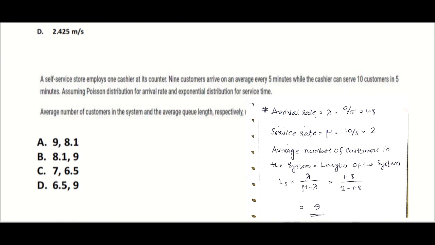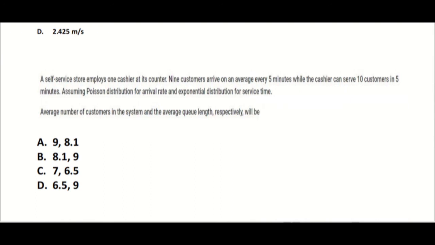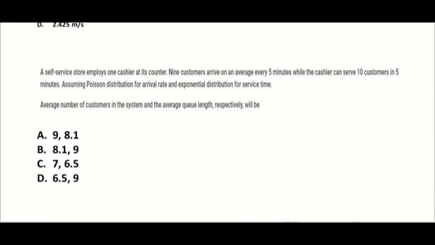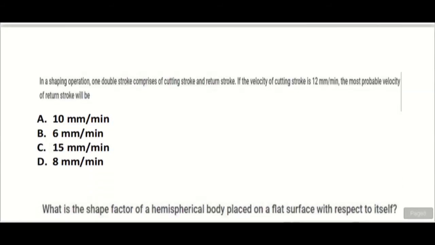Next, the average number of customers in the queue, that is the length of the queue, without considering the cashier. Okay, length of the queue is equal to lambda square divided by mu into mu minus lambda. Substitute the values of lambda and mu, then we will get the average number of customers in the queue. LQ is equal to 8.1. Option A is the right answer.